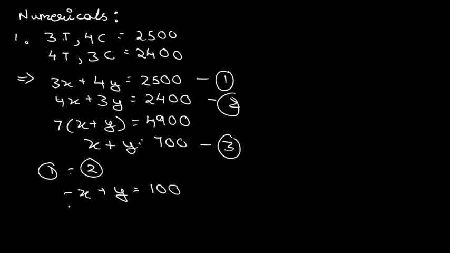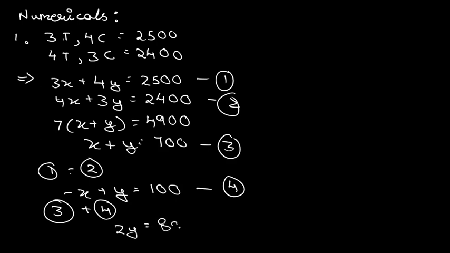Now you can name it as equation number 4, and take equation number 3 and add it with equation number 4. Now what you will be getting, see, x and x get cancelled, you will be left with 2y, which is equal to rupees 800. It means the value of y is equal to rupees 400. Simple problem. We got the value of y as 400.